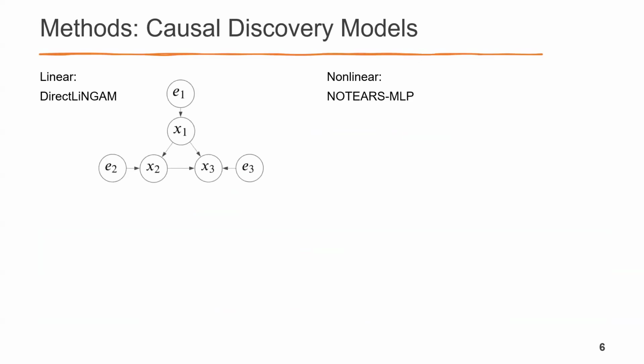First, let's see how LiNGAM works. Here is an example of a causal structure. LiNGAM assumes that each variable x1, x2, x3 is generated as a linear combination of its causal features and additional noise, shown here as E1, E2, and E3. These causal relationships can also be expressed as this matrix formula shown here.